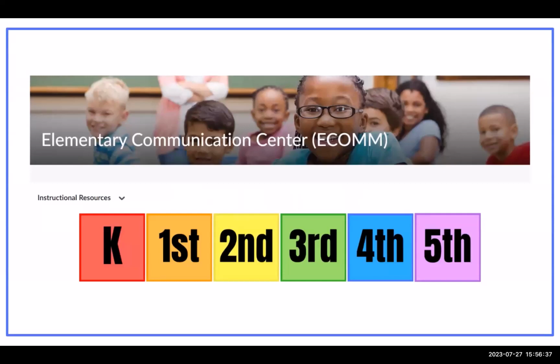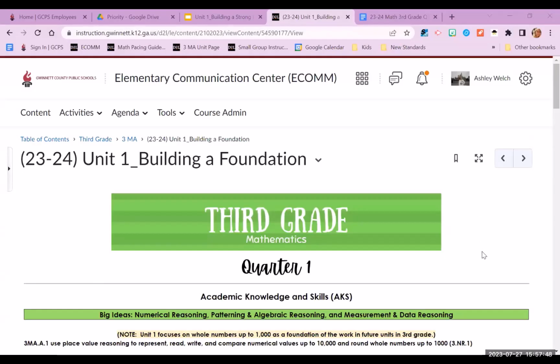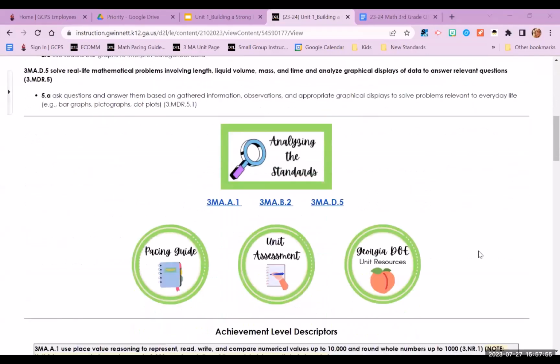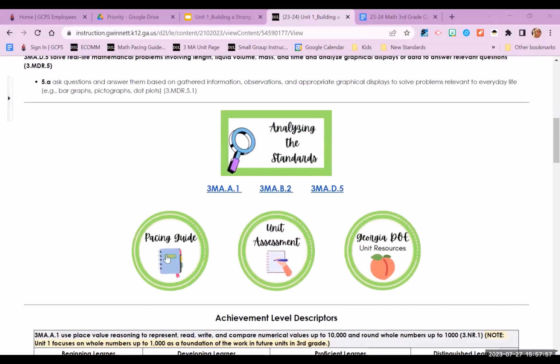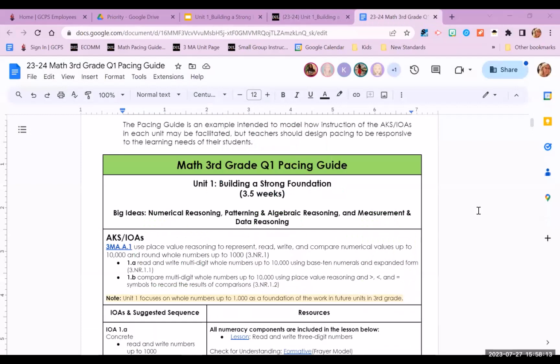Let's take a look at the Elementary Communication Center, or ECOM, to see where we can access our pacing guide for Unit 1. Here we are on the 3rd grade unit page for Unit 1. Let's scroll down to find the button for the pacing guide. Now let's look at the pacing guide to see how the AKS and IOAs have been paced out over the course of Unit 1.